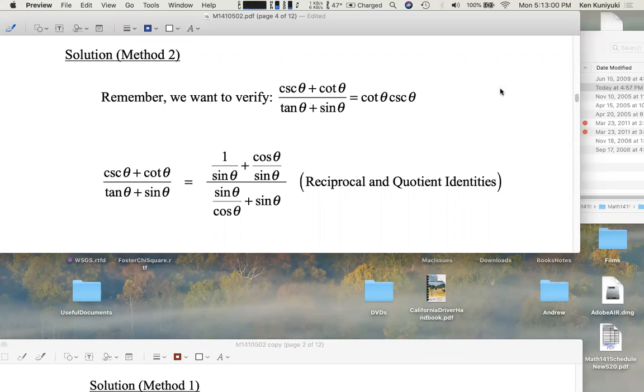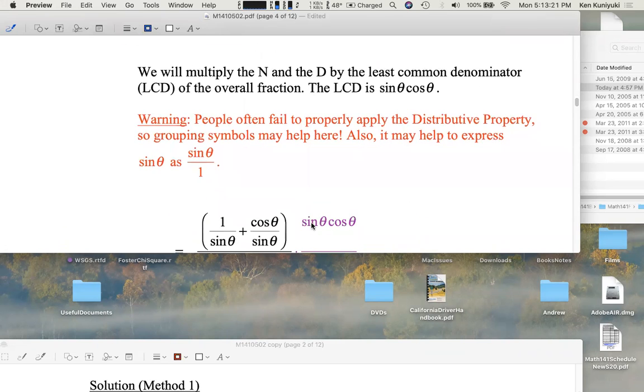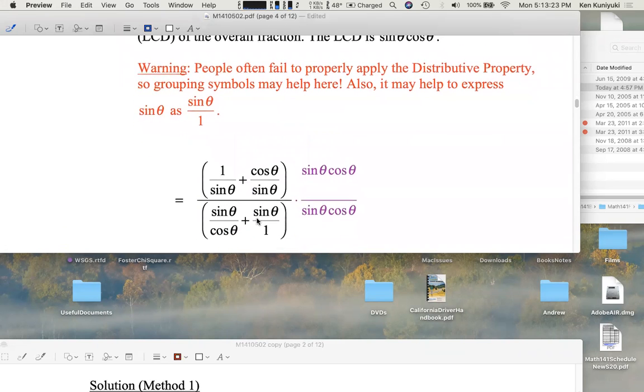Hi, everyone. I don't want to bore you to tears, but I want to quickly discuss two more methods for attacking this identity and verifying it. Now, what if we start off with the way we started off method one and broke this down to sine and cosine? Once again, this is the same as for method one, but this time we're going to do the algebra differently. This time, instead of getting a common denominator in the top and the bottom, we're going to use our trick from method four.